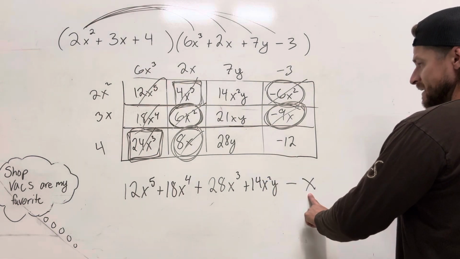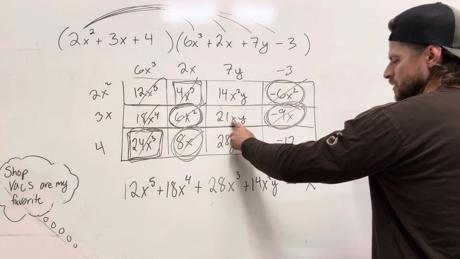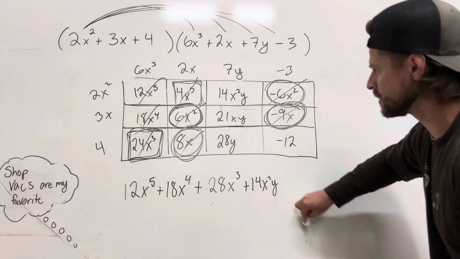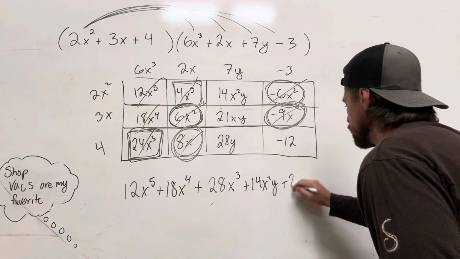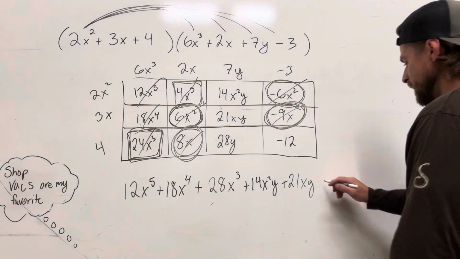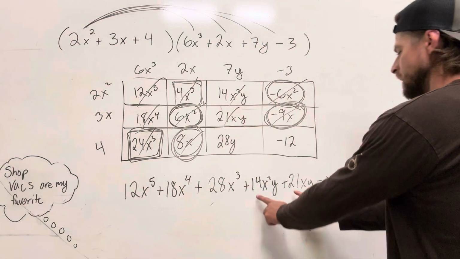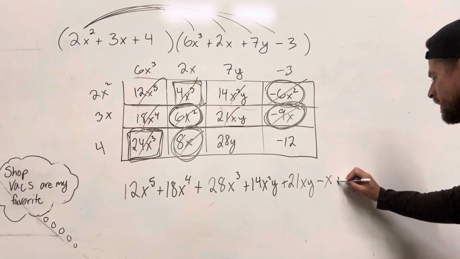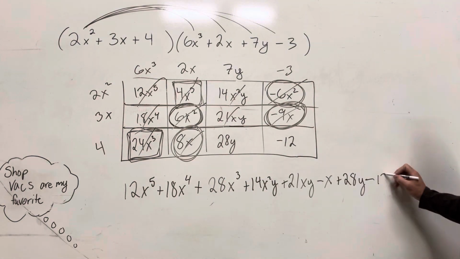I have this minus x here, which I want to put a little farther down because I'm going to put the xy term down first. So I'm just going to erase this. We'll put it down in just a second. The next one down would be 21xy. Then I can put down my minus x that I had just erased. We've taken care of this, we've taken care of this. They're copied down right here. Then we're going to put down positive 28y and our constant at the end of minus 12.